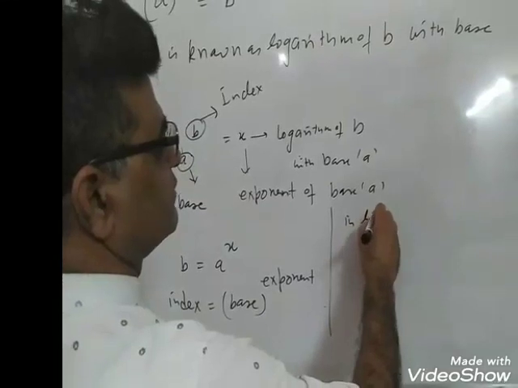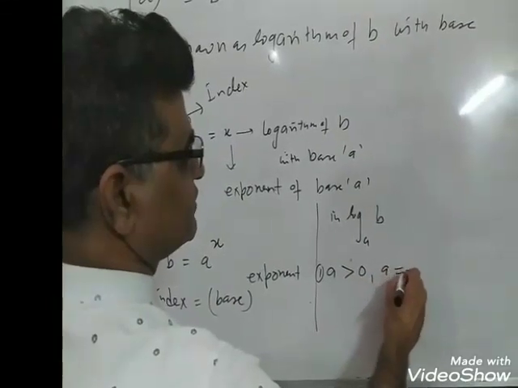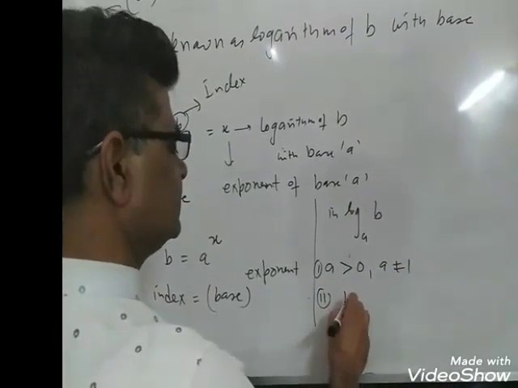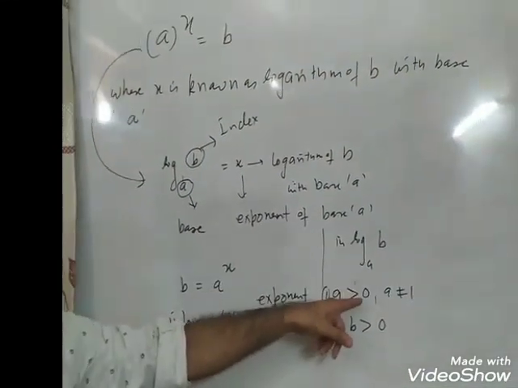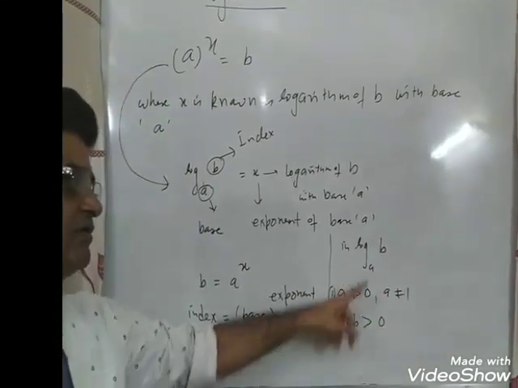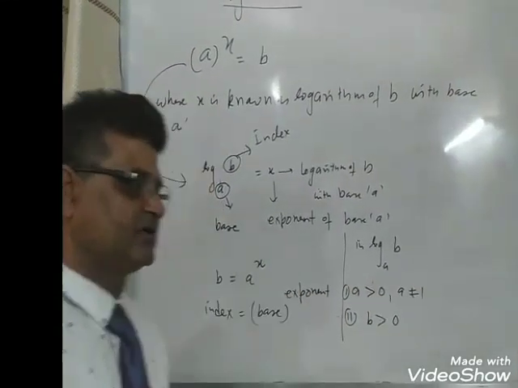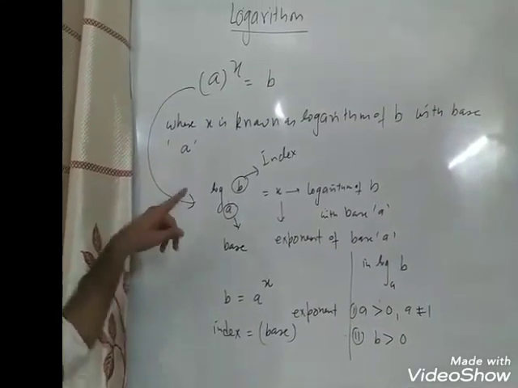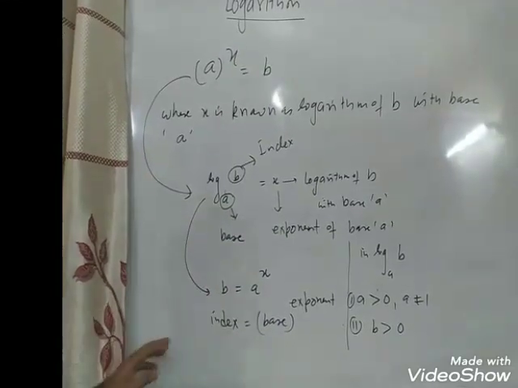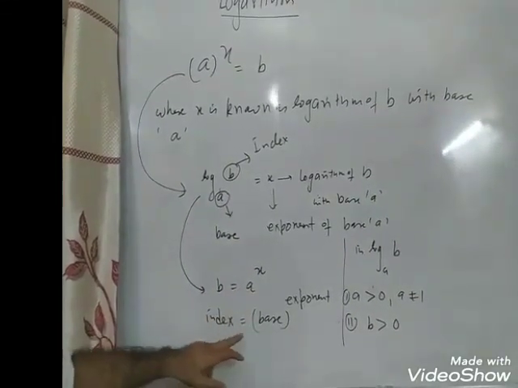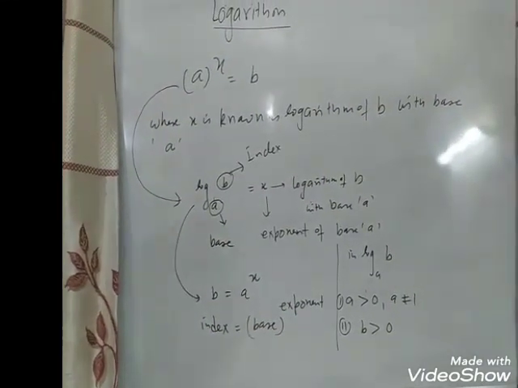Here in log base a of b, first a should be greater than 0 and a should not be equal to 1. Second, b should be greater than 0. It means the base of the logarithm should be greater than 0 and it should not be equal to 1, while the index should be greater than 0. Then only it is true, otherwise the logarithm does not exist. So whenever you have written log base a of b is equal to x, this can be converted simply to b is equal to a to the power x. It means index is equal to base to the power exponent. Right?